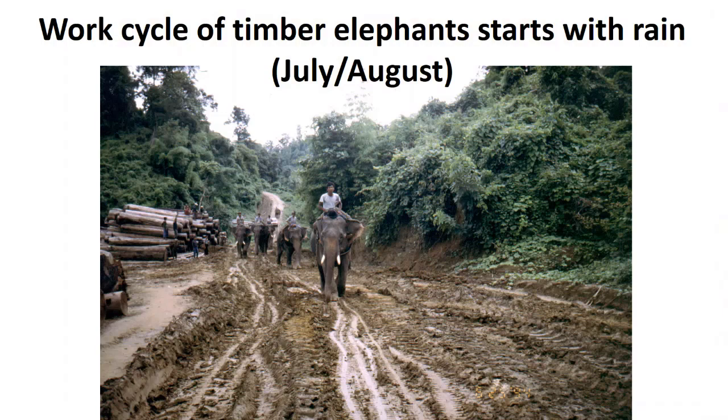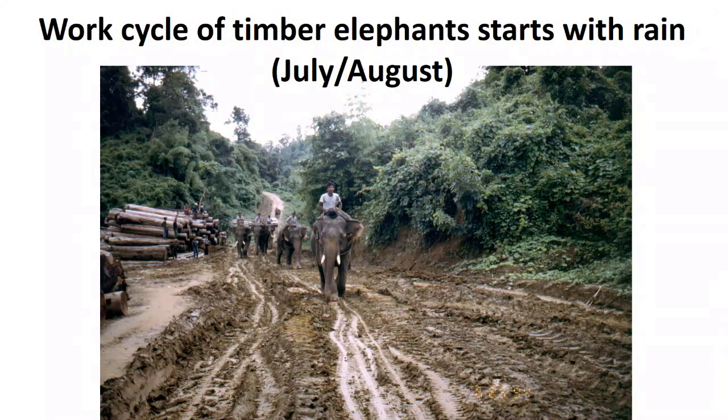So our work cycle, the working period for timber elephants, starts with the rain. It depends on the region. In some regions the rain arrives in July, in some regions in August. When the road is soft, muddy and slippery, and there is plenty of good, green, lush forage, the work cycle starts.